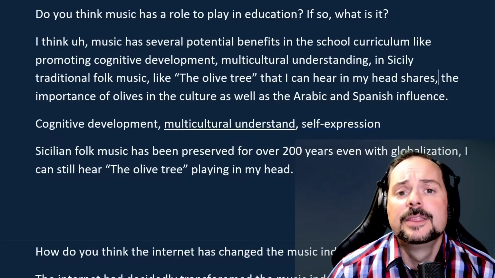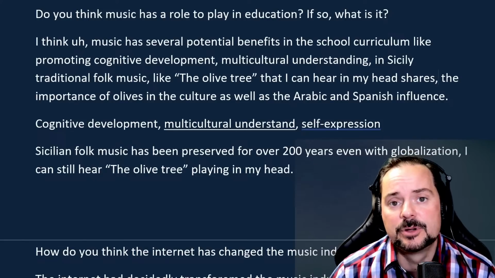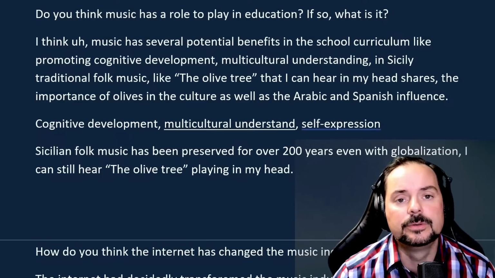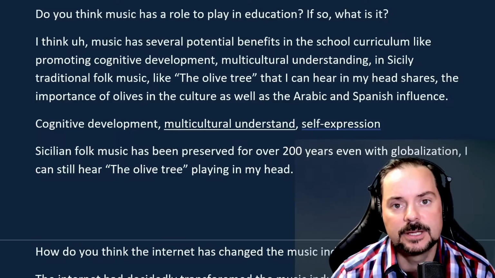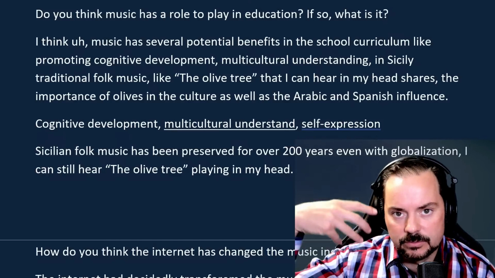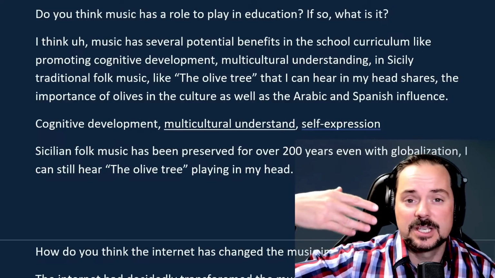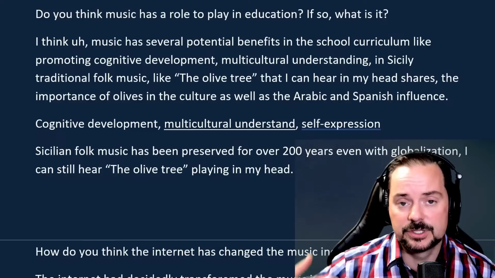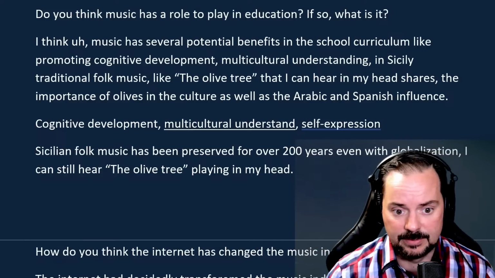Okay, that's your Band 9. That's what examiners are looking for, right? So details, don't overspeak, slow yourself down, and really just, especially when you say something like multicultural influence or understanding, you want to be able to represent that.